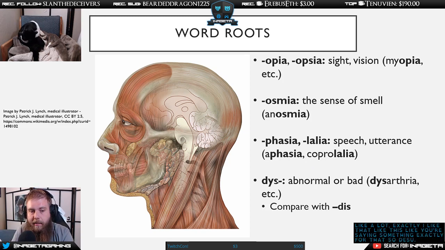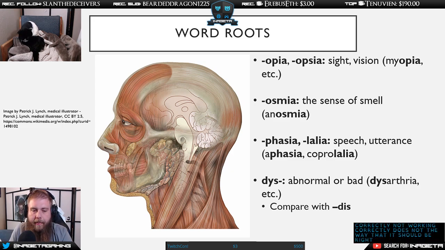So dys, D-Y-S, means abnormal or bad. So dysarthria is basically abnormal movement. That's what that would refer to. Other dys words are going to refer to something that's abnormal, just not working correctly, not developing correctly, just not the way that it should be.